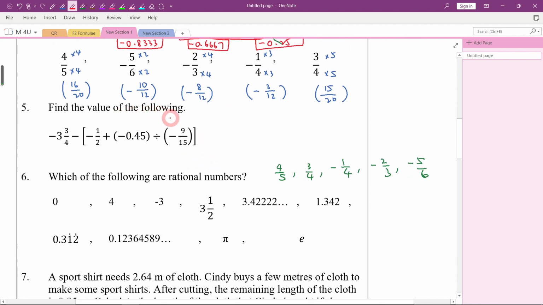Find the value of the following. So this one, we try to do it without using a calculator. Okay, so you try to solve it without using a calculator. Don't just fully depend on your calculator. You can always use your calculator to check your answer, but don't fully depend on it because you need to understand.